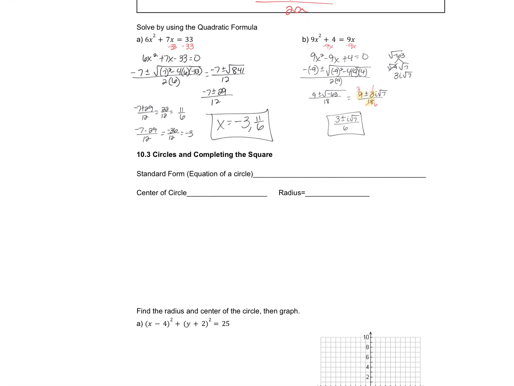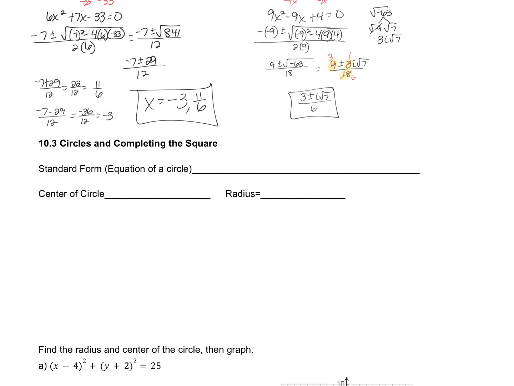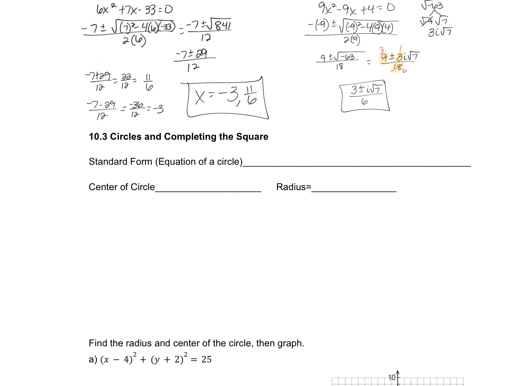All right, circles and completing the square. Okay, we're getting down to, maybe not the end. Okay, so sorry. Standard form of a circle is x minus h squared plus y minus k squared equals radius squared, where your center is at h, k, and your radius is r.